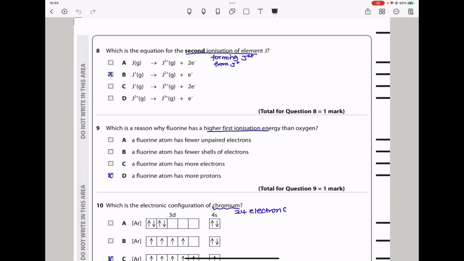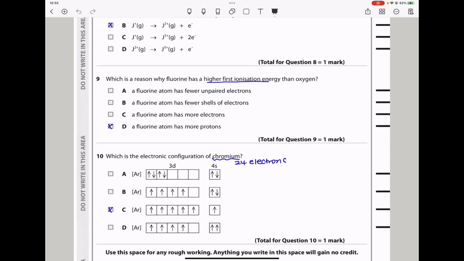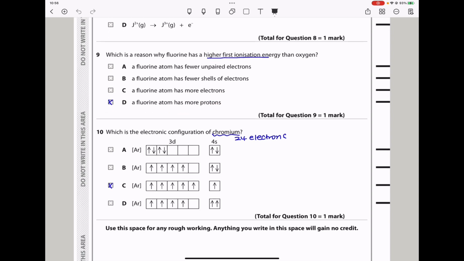Question 8. Which is the equation for the second ionization of element J? Remember, it's second ionization, so J is already a gaseous ion of +1 charge, meaning a gaseous ion of +1 charge is being converted to a gaseous ion of 2 plus charge by the loss of an electron, so the answer should be B. In question 9, which is the reason why fluorine has a higher first ionization energy than oxygen? Fluorine has more protons than oxygen, so the outer electron is going to be held more tightly, and so it's going to be hard for it to be ionized. So D is the correct answer, it has more protons.